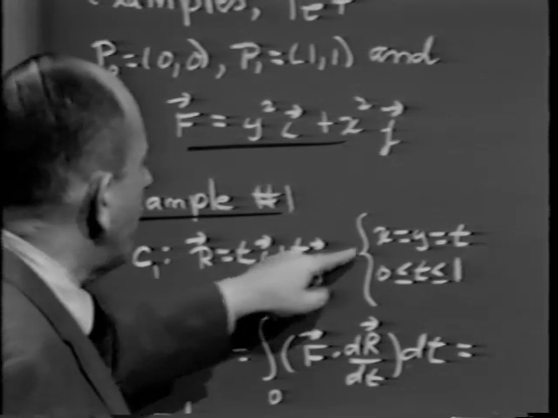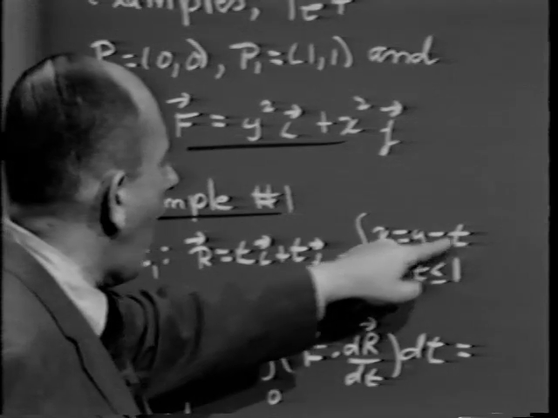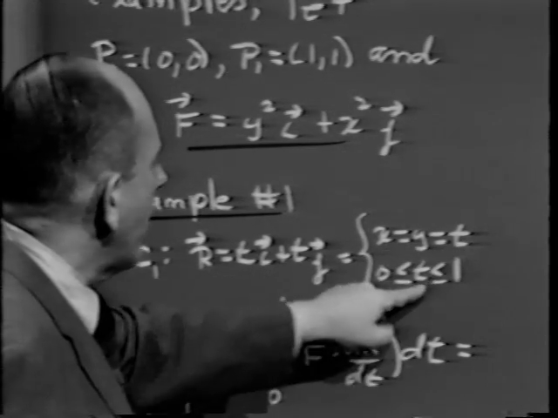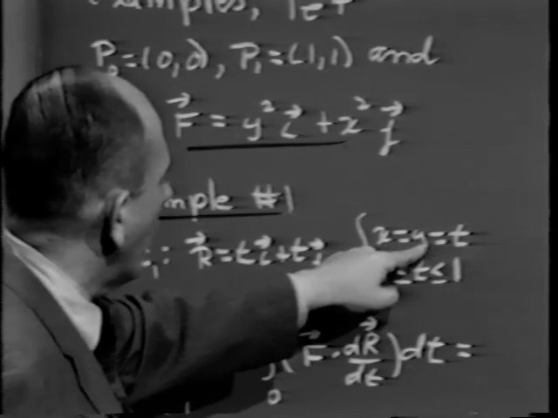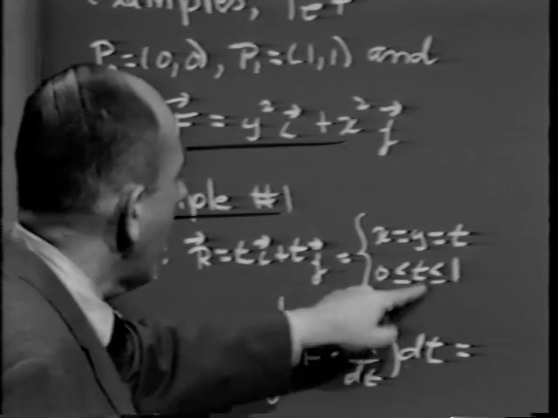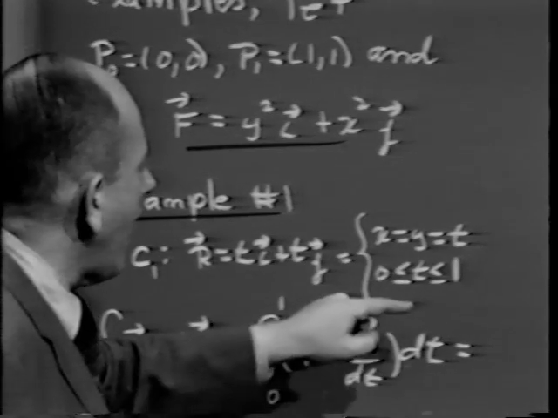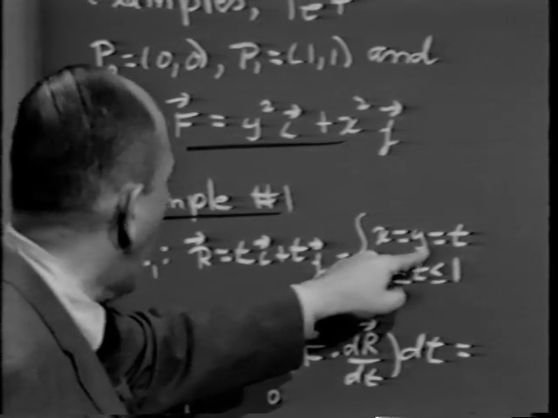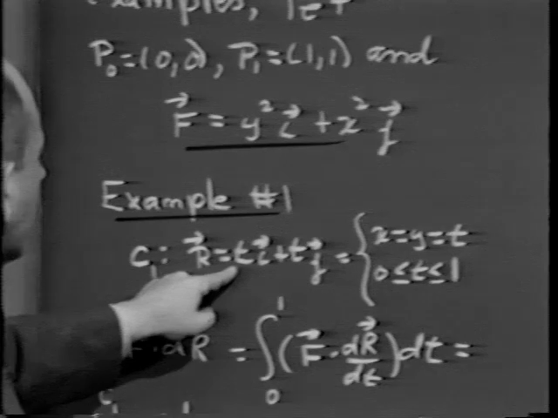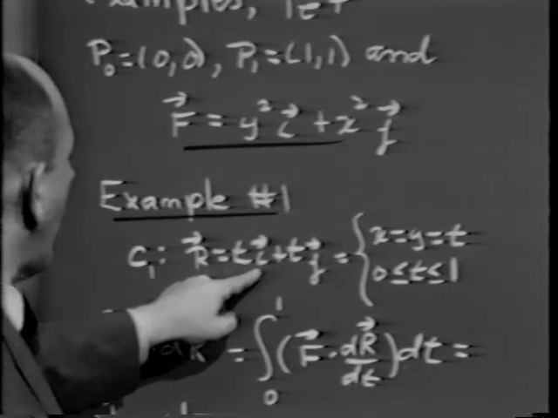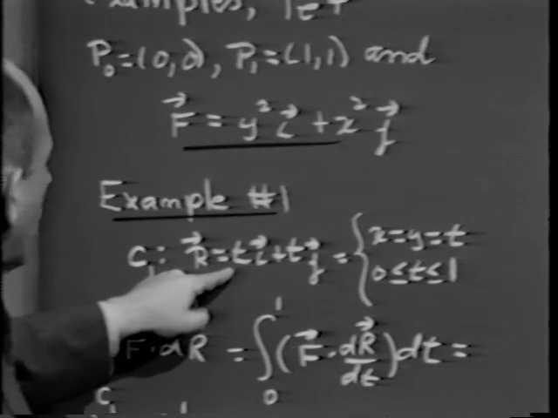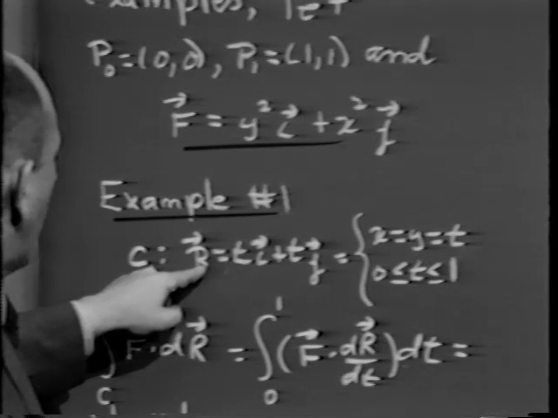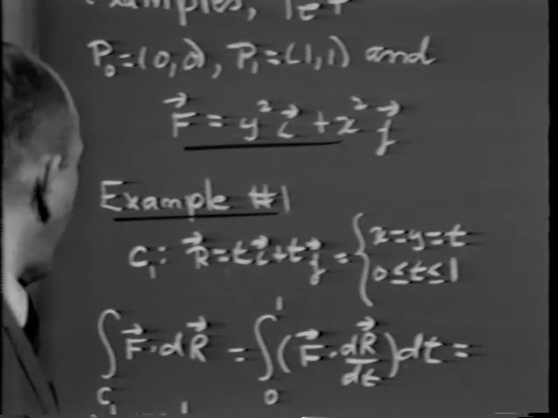In parametric form, that would be x equals y equals t, where t goes from 0 to 1, noticing that when t is 0, you see, x and y are both 0, so we're at the point 0, 0. And when t is 1, x and y are both 1, so we're at the point 1, 1. And if we want to write that in vector form, remembering that the i component is just x and the j component y, since x and y are both t, the curve has the form r equals ti plus tj.